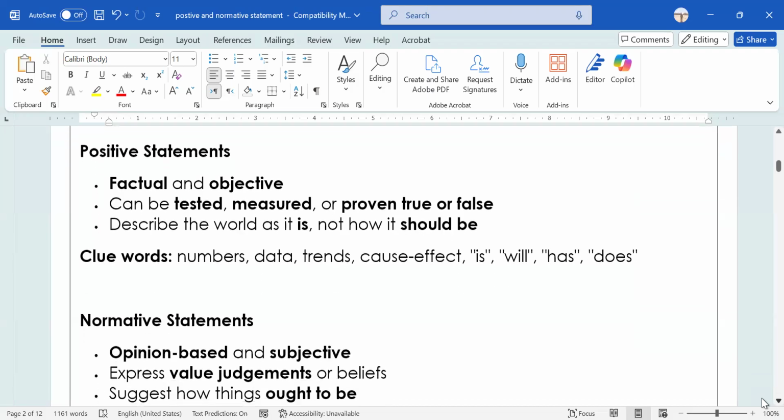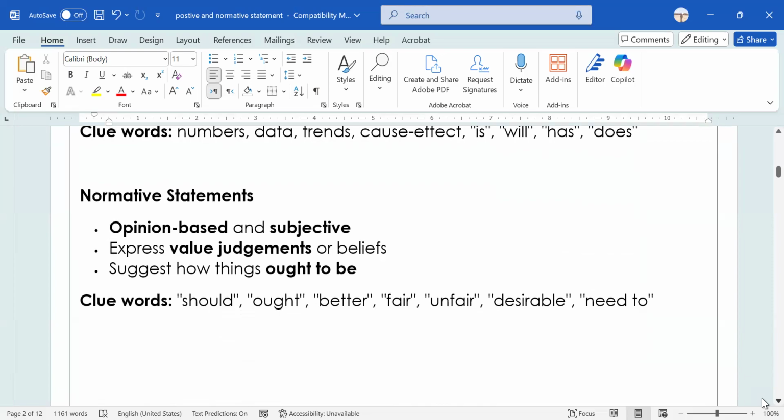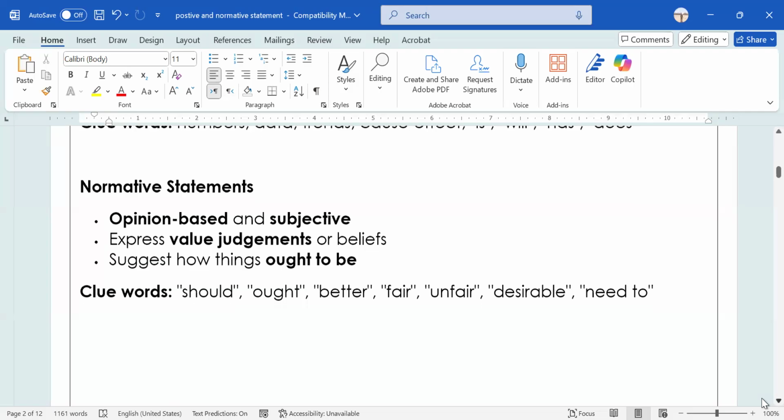On the other hand, when we say normative statements, these are opinion based and very subjective, and it's all about value judgments, also known as beliefs. So they also give us suggestions on how things ought or should be. The clues here are the word should, ought, better, fair, desirable, or need to.